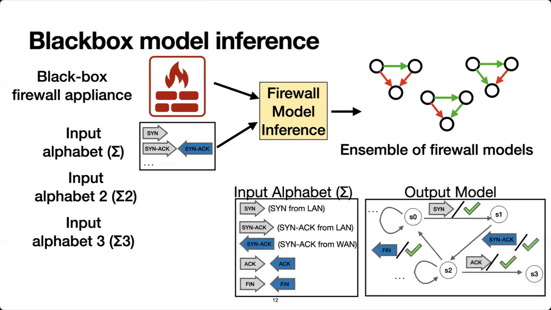So this is an example of what an input alphabet and a corresponding output model look like. The input alphabet would define a TCP packet with a certain TCP flag and a certain direction, such as a SYN being sent from the internal network to the external network. And the output model would describe state transitions between different states when the firewall encounters a certain packet, and it also describes the firewall's output in response to a certain packet. So the firewall might forward a packet to its destination host, or it might drop the packet.